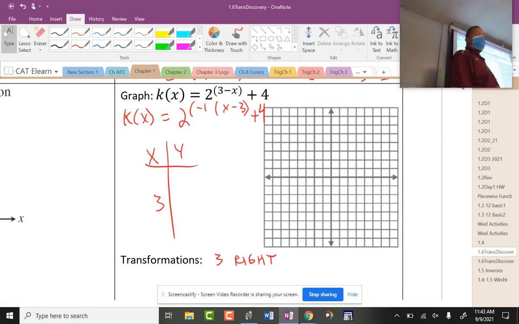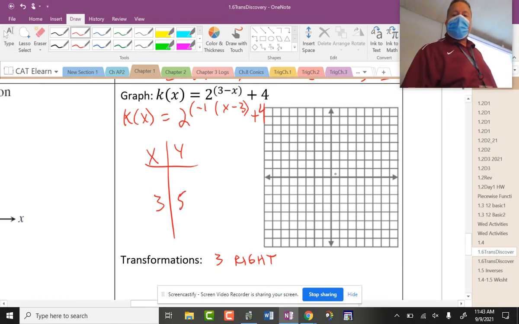So now that I rewrote this, pulling out that negative, you see the x minus 3, that means 3 right. Okay? Now, what is 2 to the 0 power? Be careful. You know that? We did say it yesterday with 2 to the 0. Anything to the 0 power is what, everybody? 1. We got to remember that rule. It's been said many times in this class. Lock it in. So 2 to the 0 is 1. What's 1 plus 4? 5.